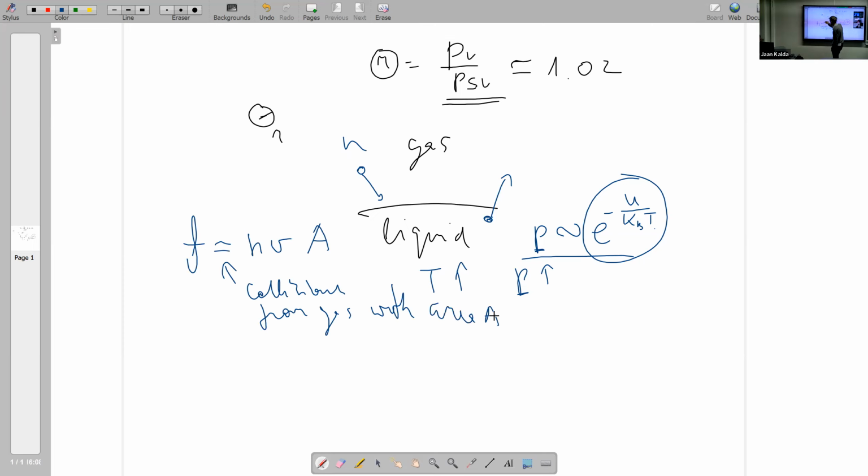And v here is basically the thermal speed, which is the square root of kB T divided by m. And so you can see that the collision frequency goes up if the number density goes up. And now saturation pressure is when these two processes are in equilibrium.